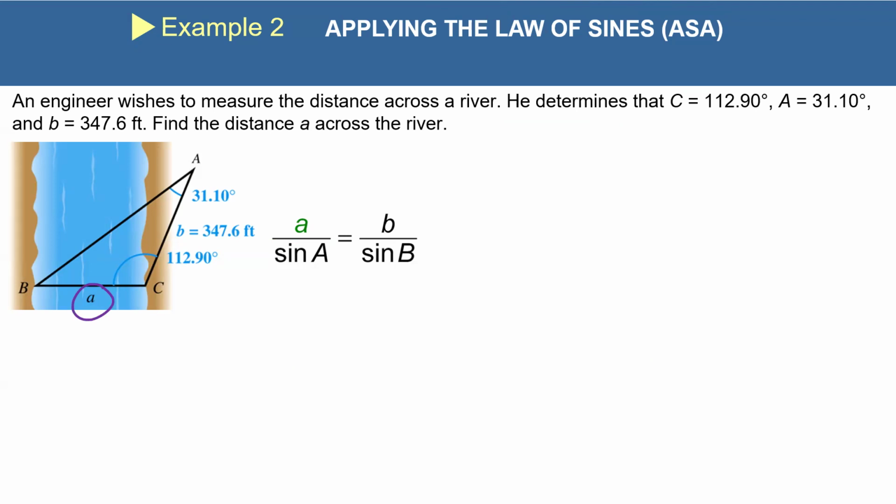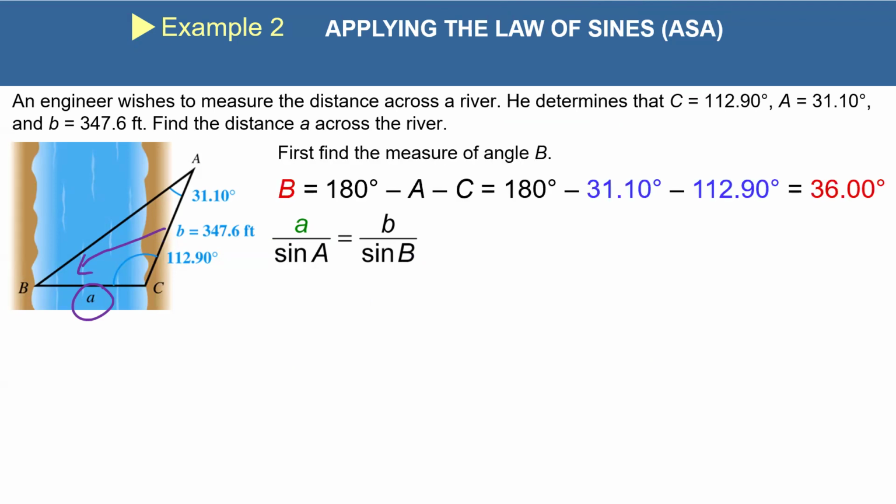Well, in order to find A, we've got to figure out what we don't know. Well, how am I going to find angle B? I know side b, but I do not currently know angle B. How do I find angle B? I'm going to add and subtract, right? So when I add and subtract, we now get that angle B equals 36 degrees.